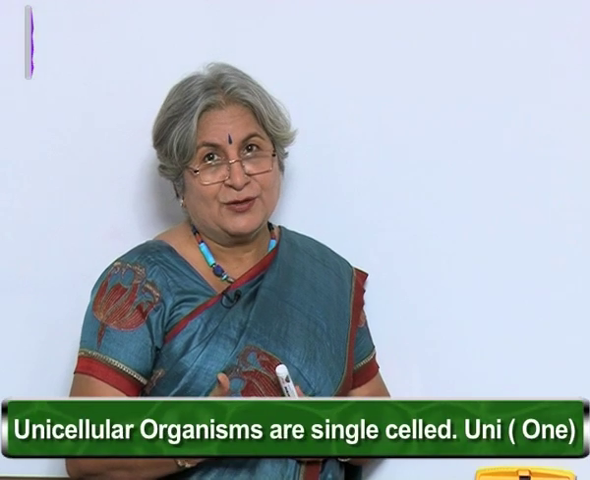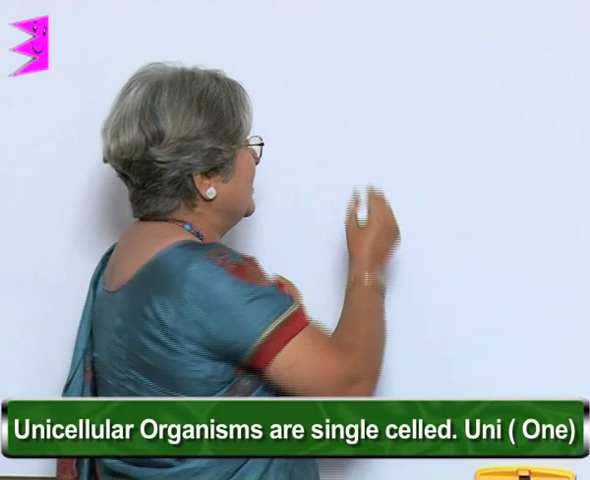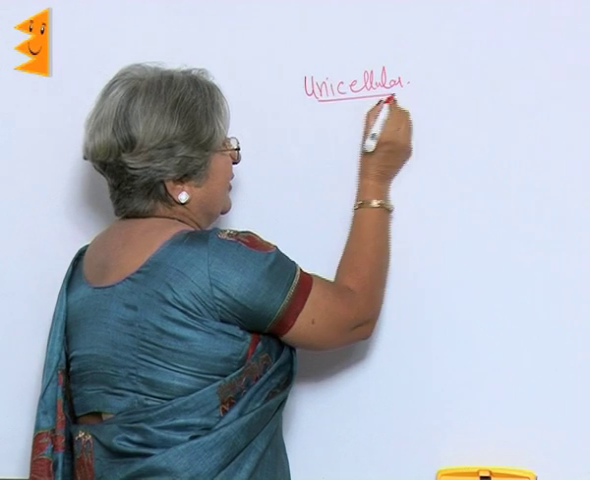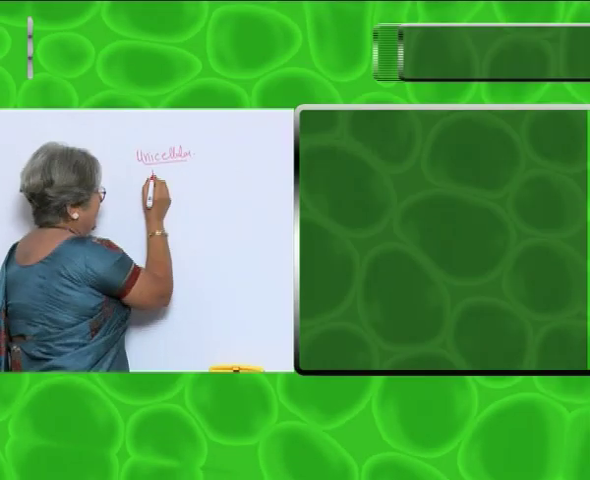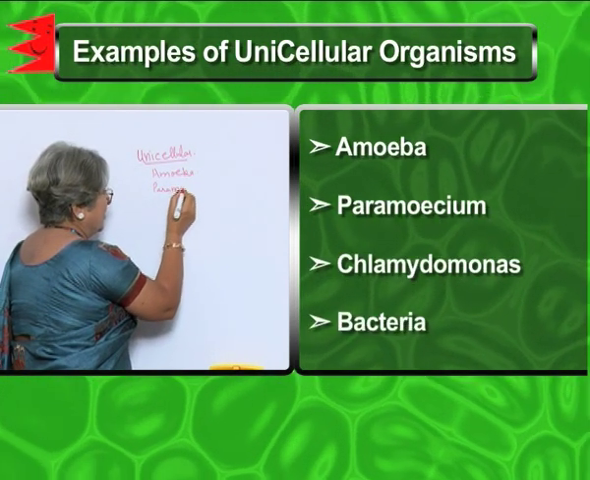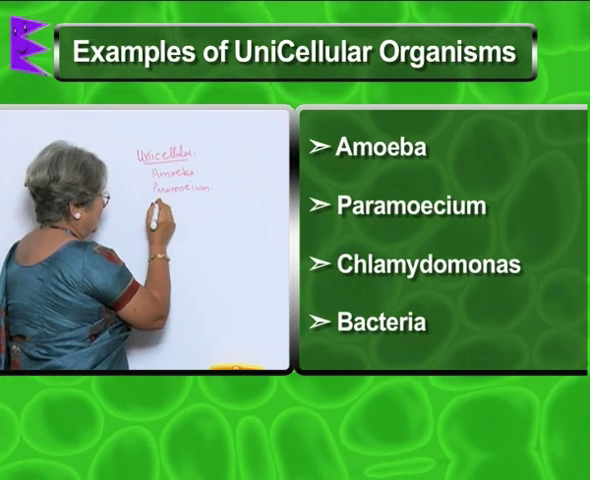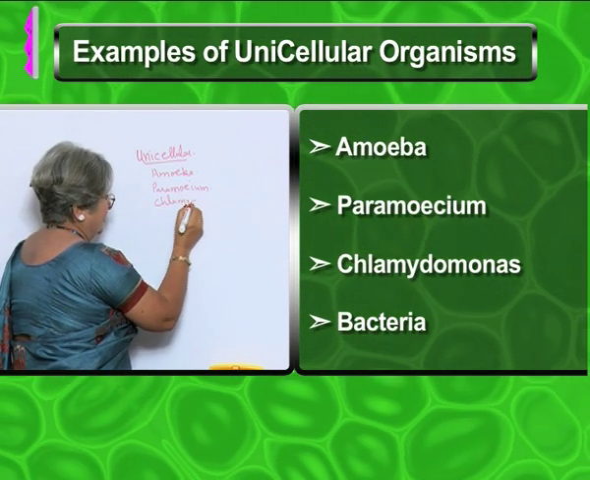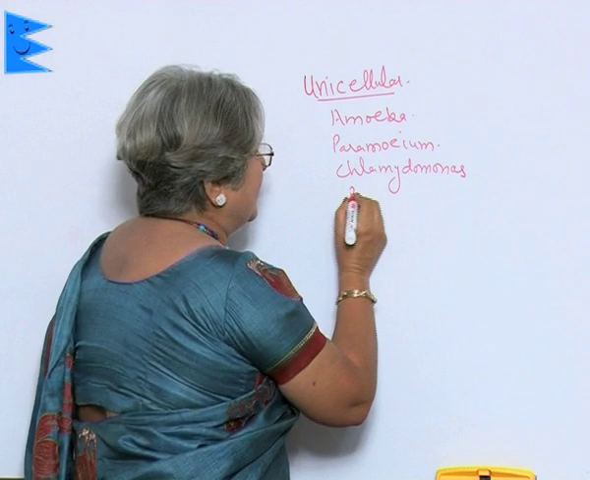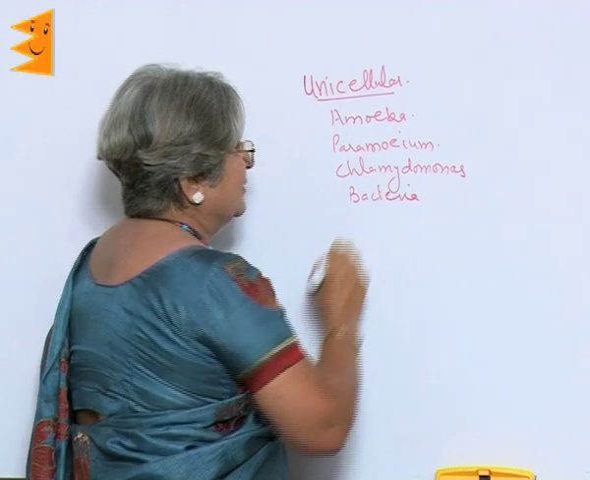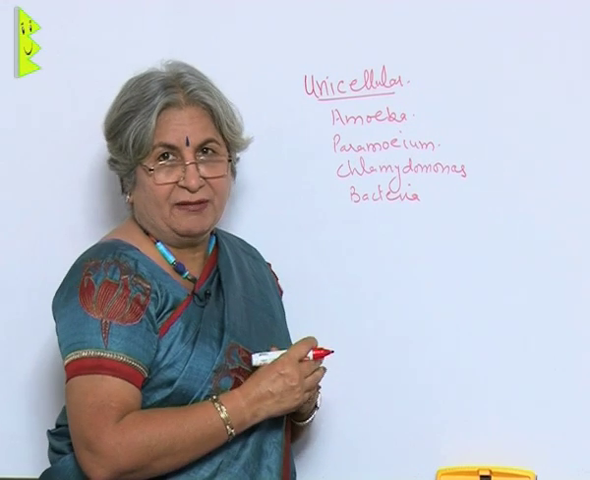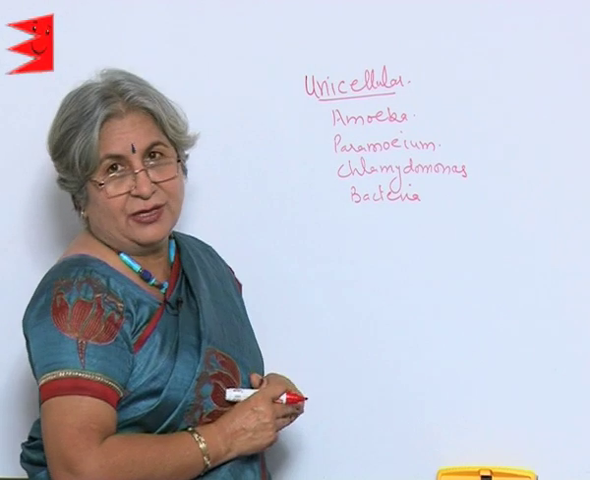Uni means one. So, they are unicellular organisms. A very oft repeated term, and the examples also are very common: amoeba, paramecium, chlamydomonas, bacteria, all these are unicellular. Chlamydomonas, you know, is an alga, it is a plant, while amoeba and paramecium are animals, and bacteria are generally included in plants or they are treated separately, right. So, all these organisms are unicellular.